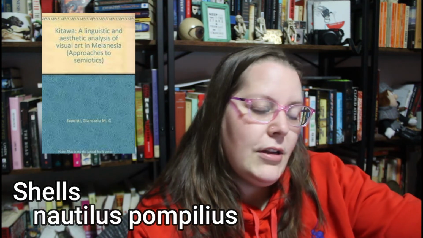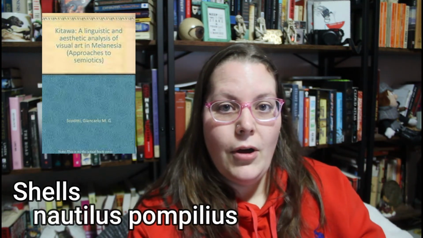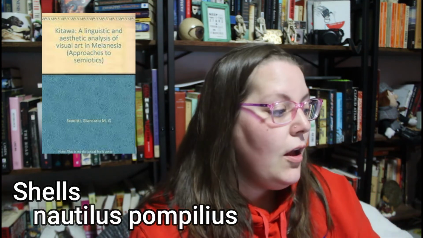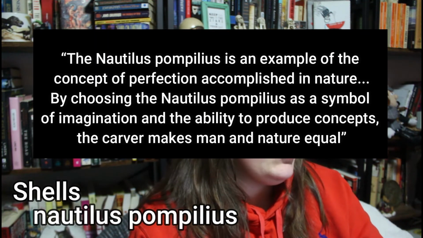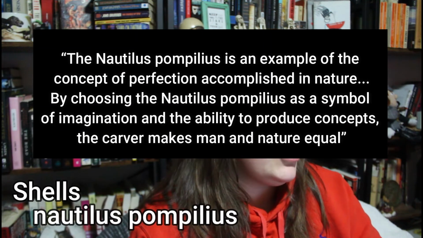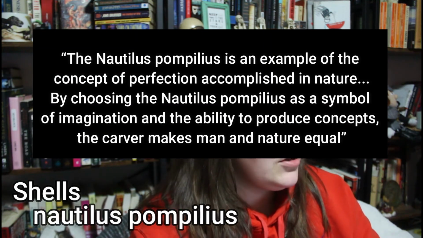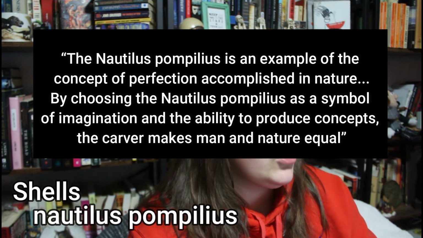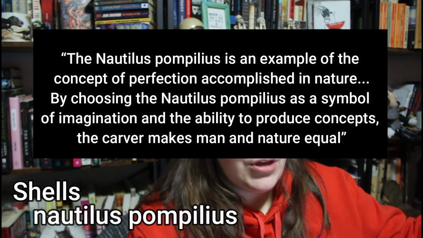A selection from his writings that I feel has an impact on our reading of House of Leaves is right now. The Nautilus Pompilius is an example of the concept of perfection accomplished in nature. By choosing the Nautilus Pompilius as a symbol of imagination and the ability to produce concept, the carver makes man and nature equal.